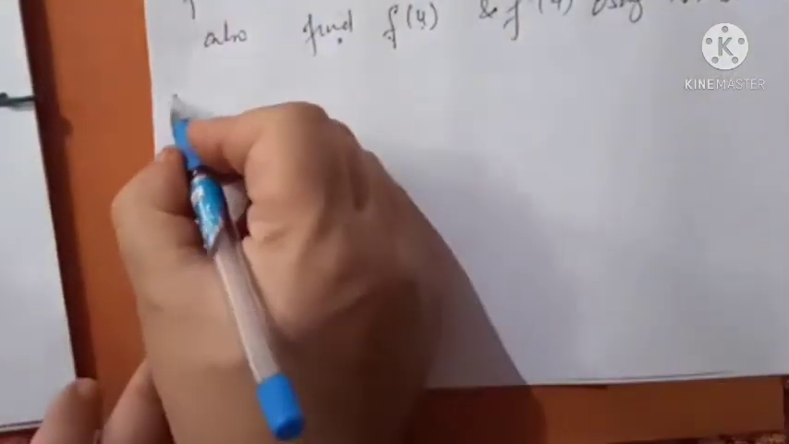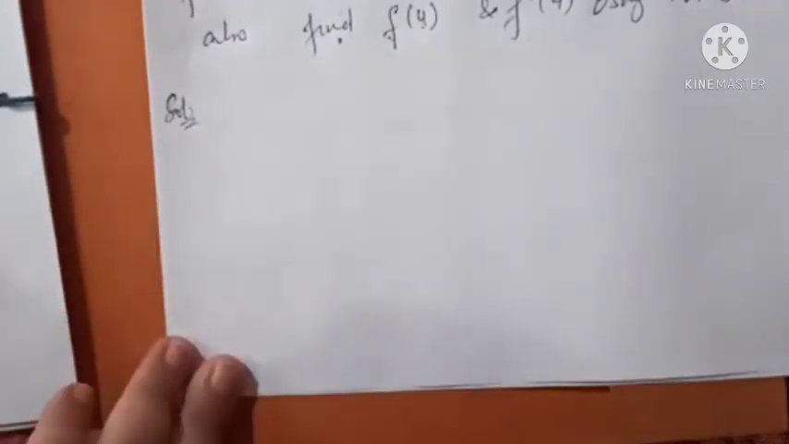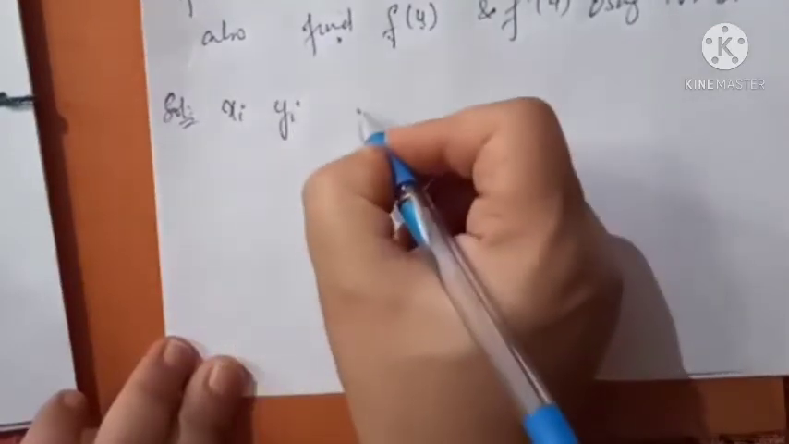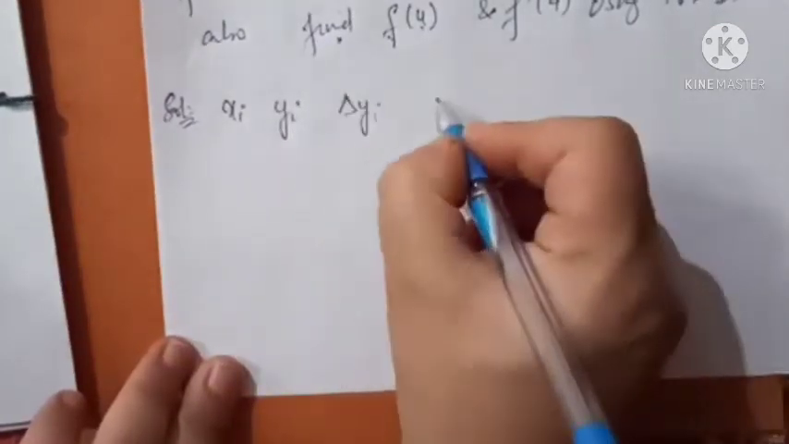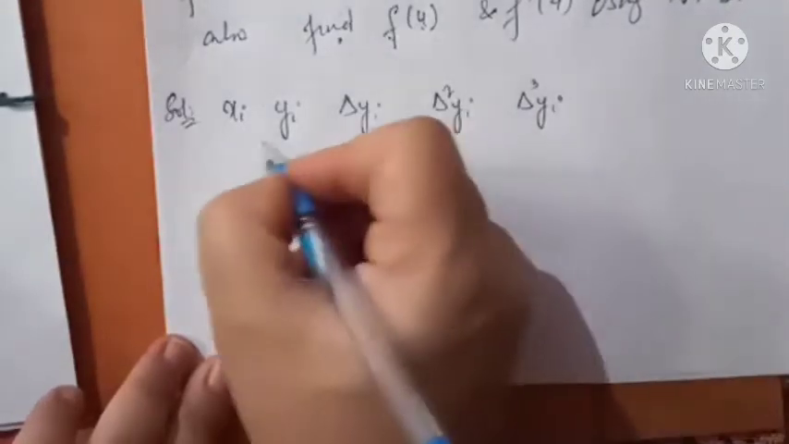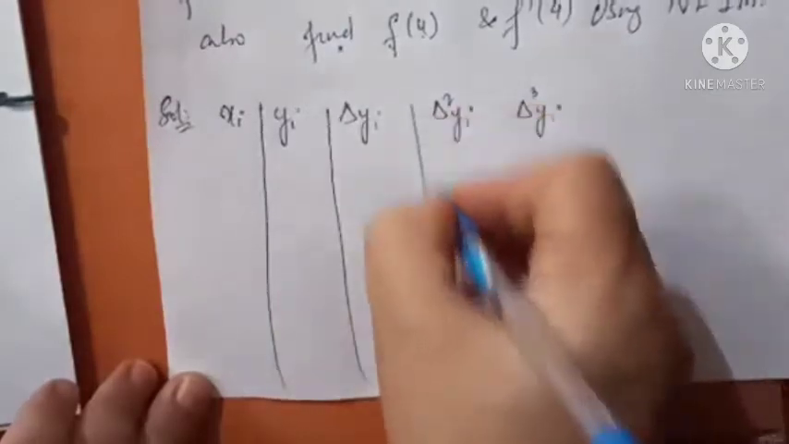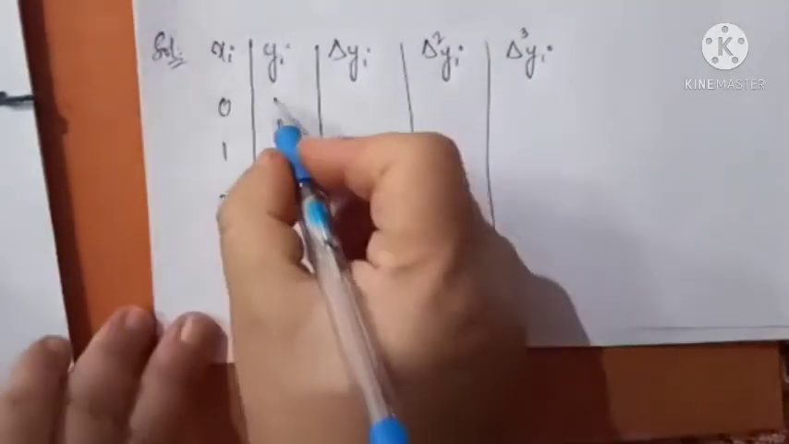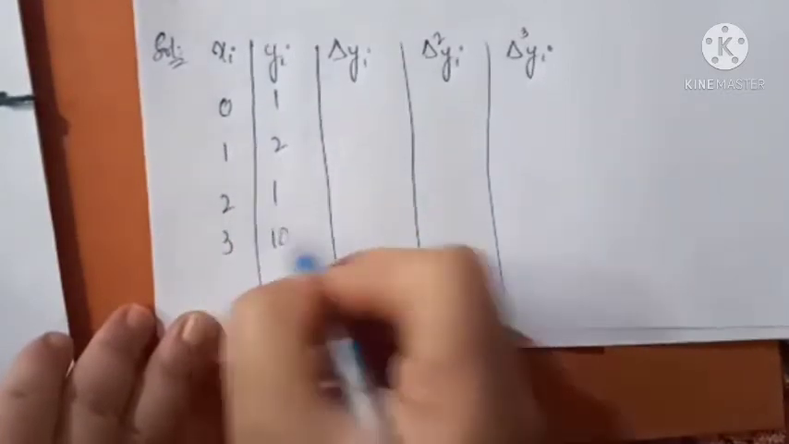So firstly we have to construct the forward difference table. So let us do that. xi, yi, delta yi, delta square yi, delta cube yi, because we have 4 points. So this is how far we can go: x is 0, 1, 2, 3 and y is 1, 2, 1 and 10.